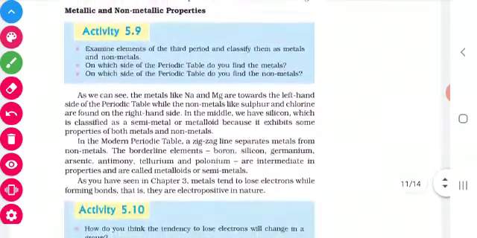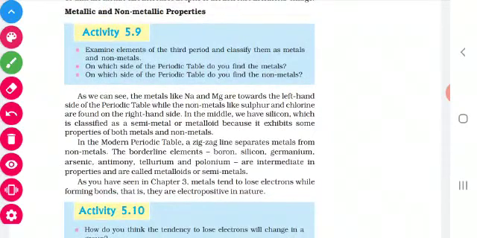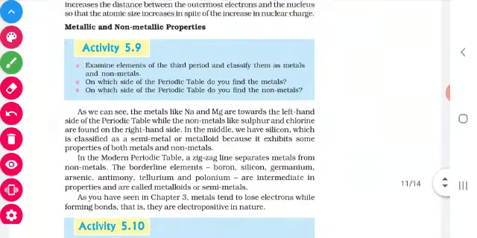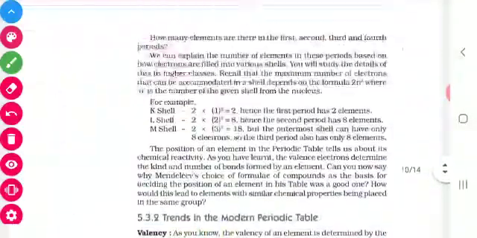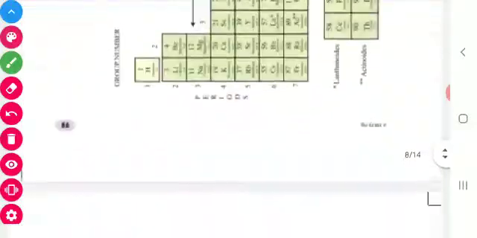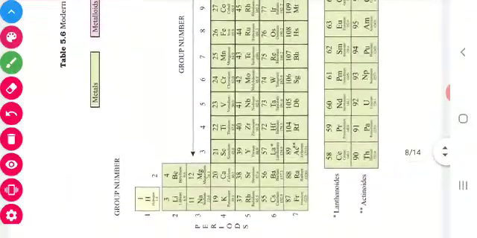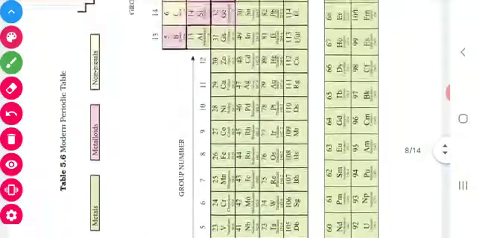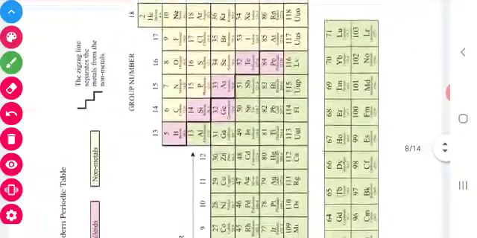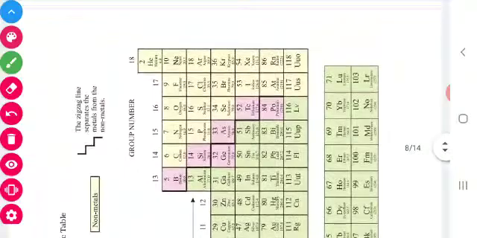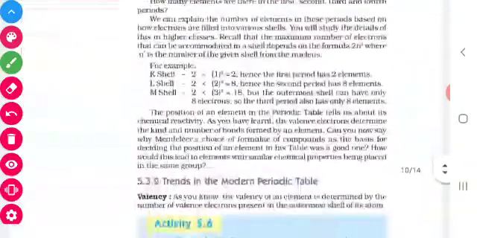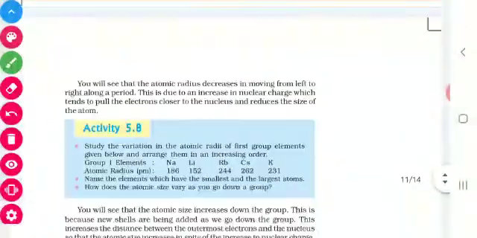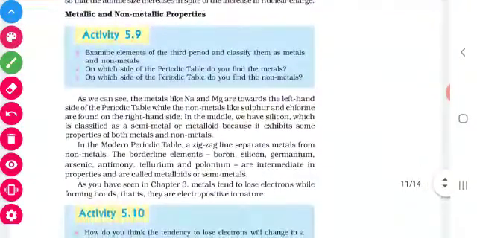Now metallic and non-metallic properties. Now you can take the third period. So this is the third period, isn't it? That is sodium, magnesium, aluminium, silicon, phosphorus, sulfur, chlorine, argon. So this is the third period, right children? Yes.